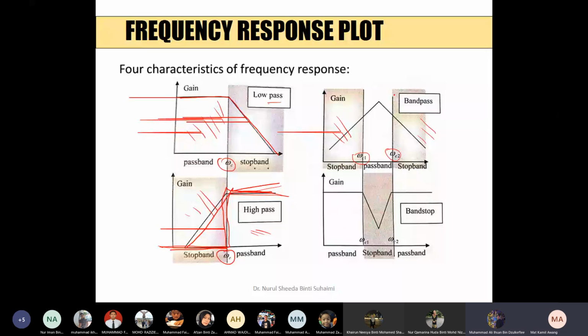Dia kena lawan rasa. Huh? Dia kena terbalik low pass band.